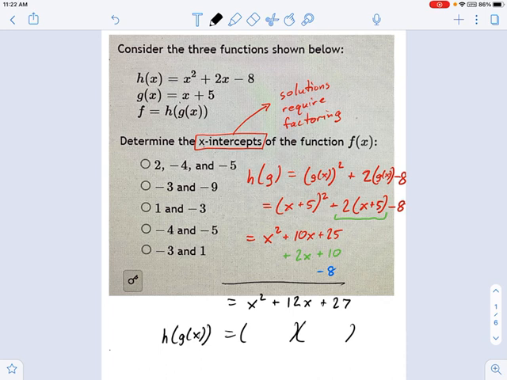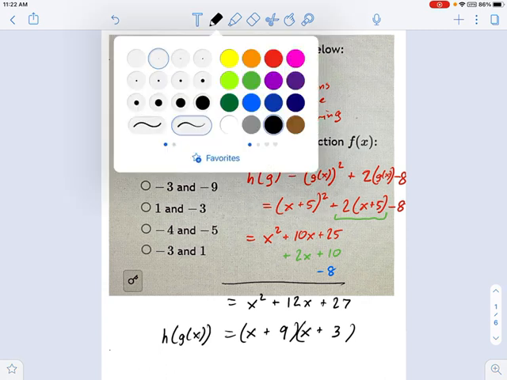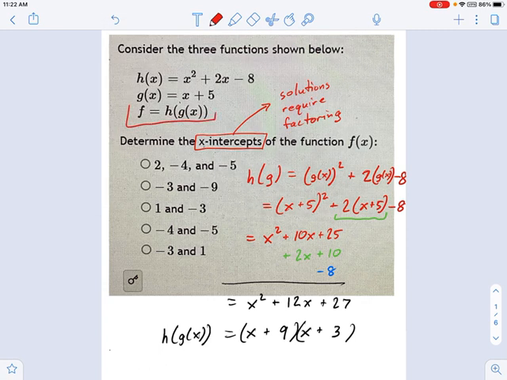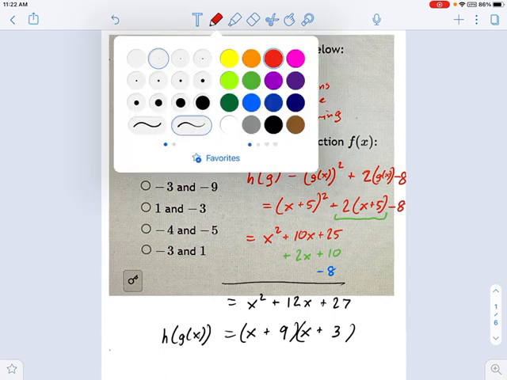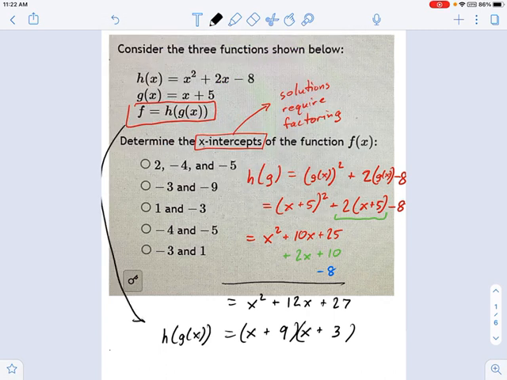So we factor this, and we're going to have x and x. That much I know. And I need two numbers that multiply to 27, but they add up to 12. Well, there's not many things that multiply to 27. Your choices are basically 9 and 3, or 27 and 1. So here's my factored form. This is h of g of x, which, remember what this is. This is f. Okay, it's a third function. So f of x equals h of g.